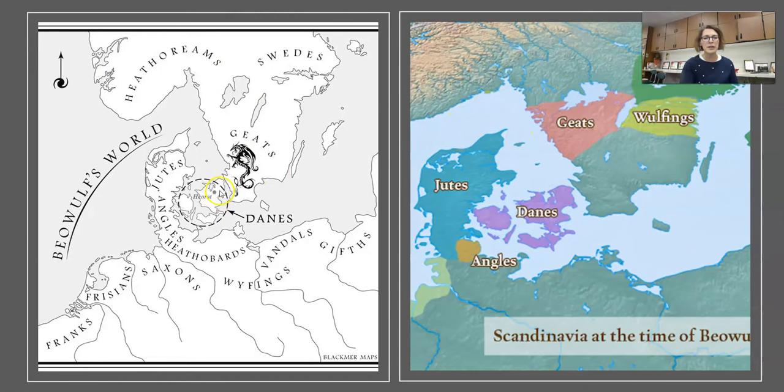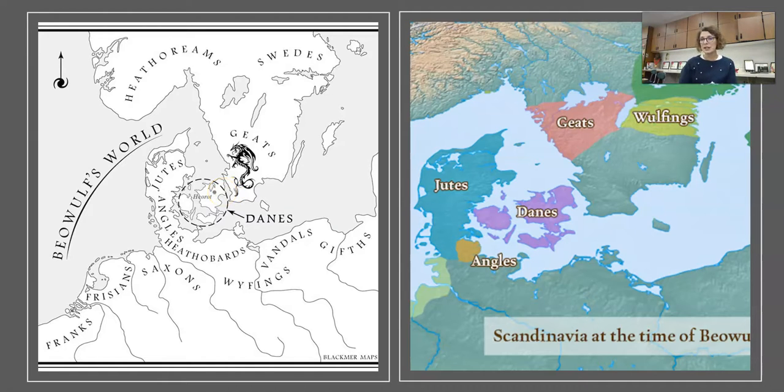And our story takes place right here where the Danes live in Herot, which might be kind of close to Copenhagen, Denmark, as we know it today, I guess. But no one knows for sure. Of course, this is a fictional area. But our hero, Beowulf, comes from Geatland and travels across this channel here in order to help King Hrothgar in Herot save his kingdom.